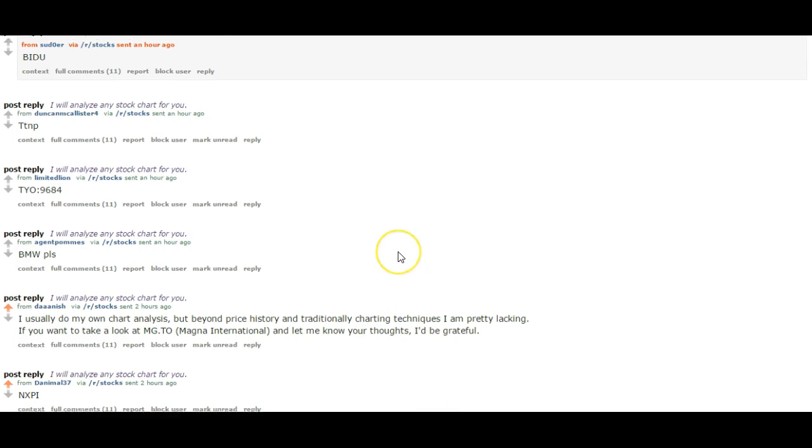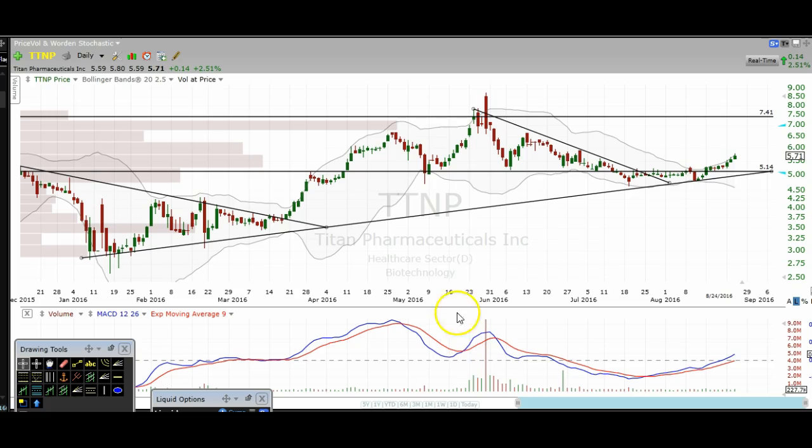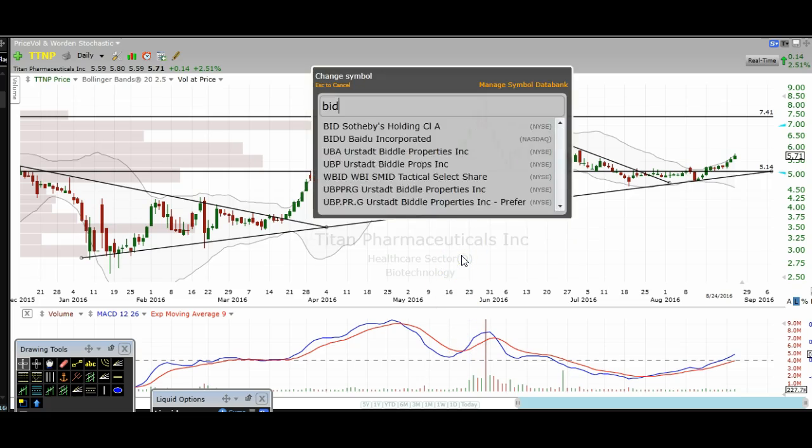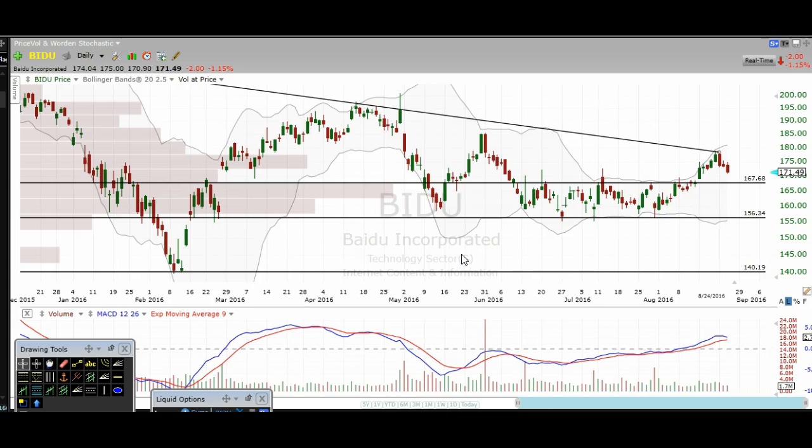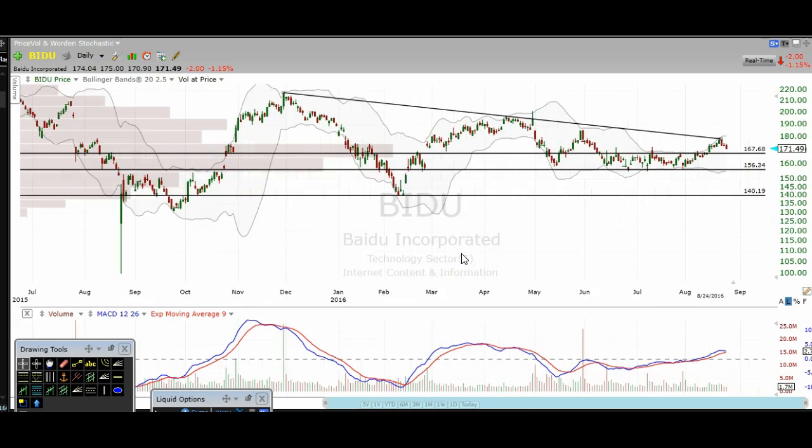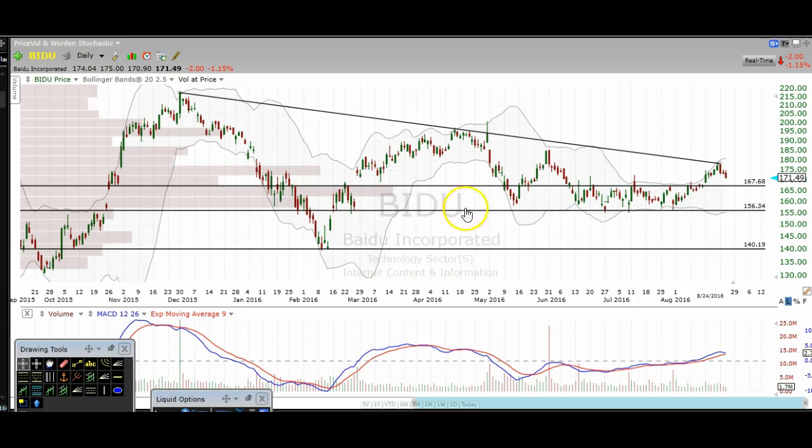Alright, next let's take a look at BIDU. I know I'm going to have some annotations here, but I haven't marked it up in a while. I haven't looked at this stock in at least a week or two, and you can see how these trend lines work.